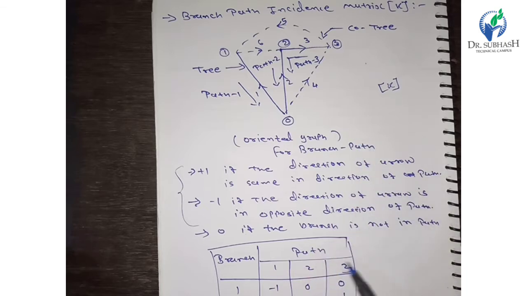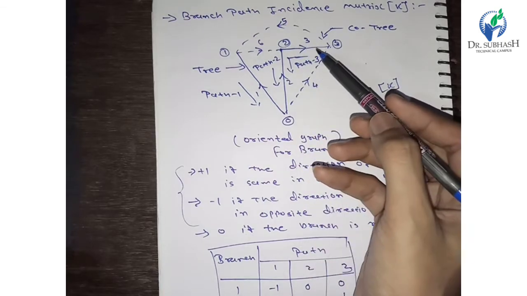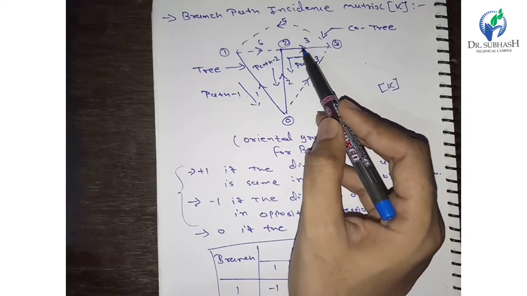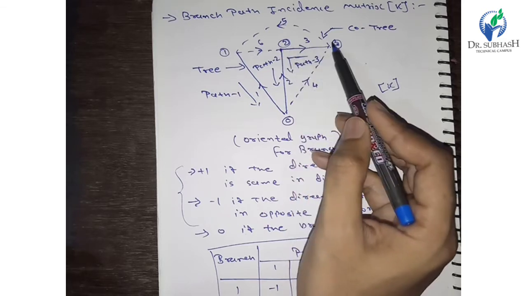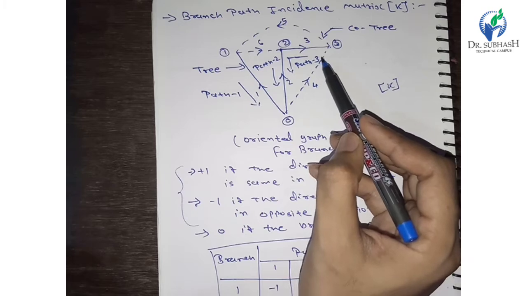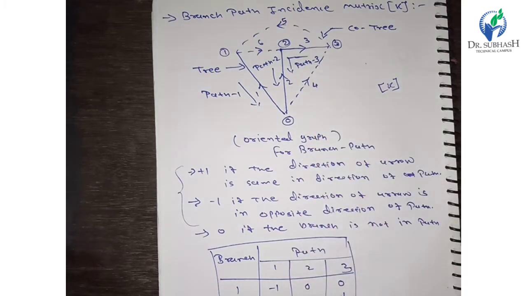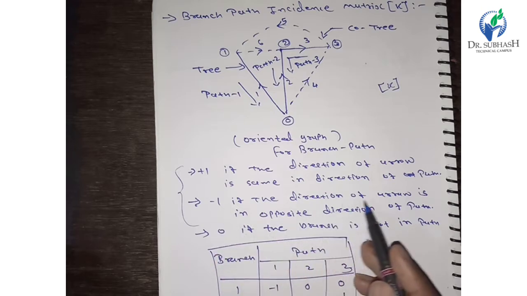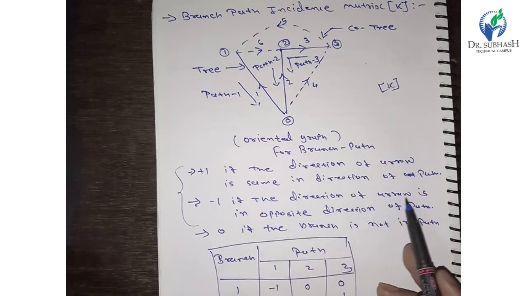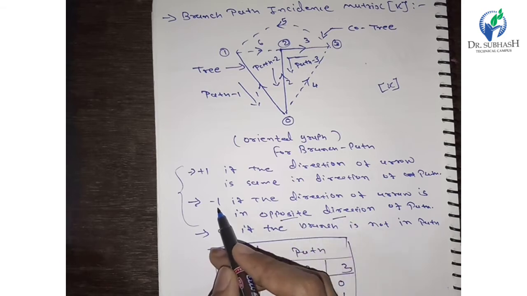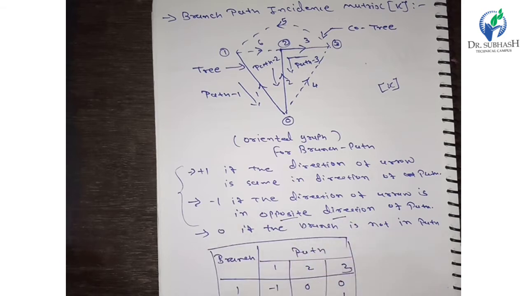When we take path number 3 in branch number 3, branch number 3 is in this direction, and path 3 is in the opposite direction. So the output is an opposite direction value. If the direction of the arrow is opposite, the output is -1. So here we take the value -1.